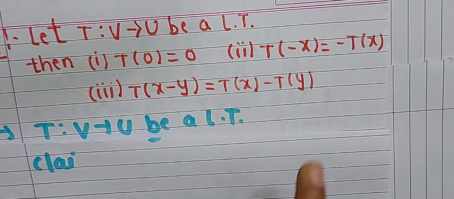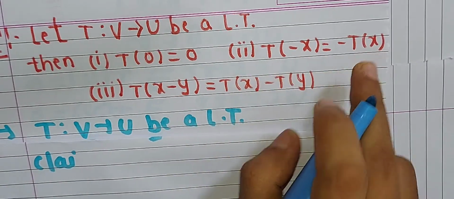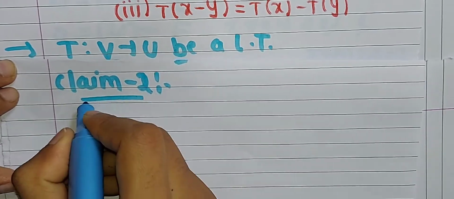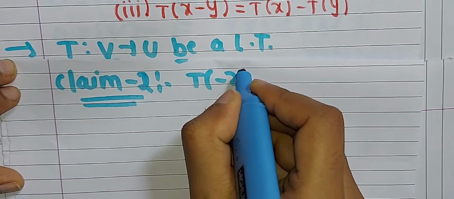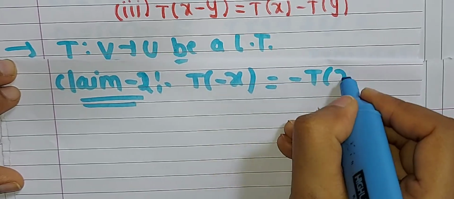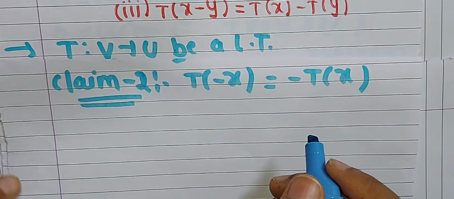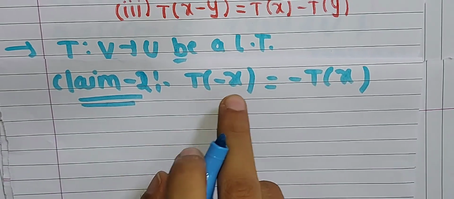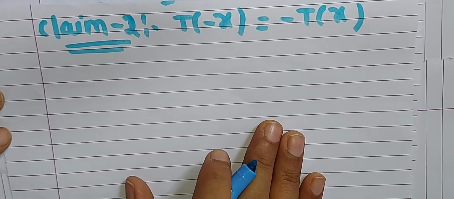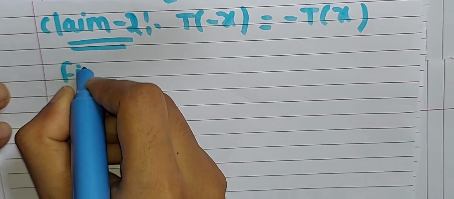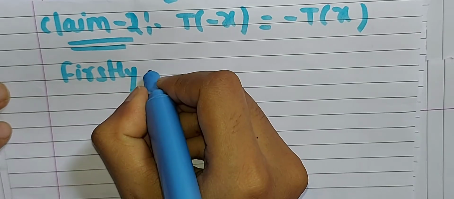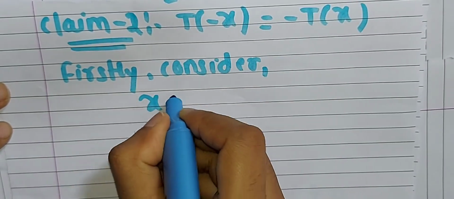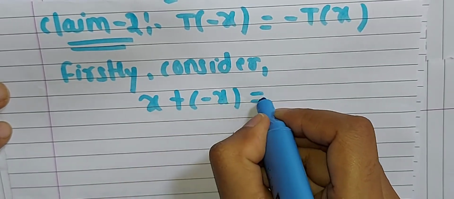So our claim number 2 is T of minus x is equal to minus T of x. So first consider claim number 2, that T of minus x is equal to minus T of x. To prove this property, we only consider the element minus x, and then we will apply the transformation on it. For that purpose there are two steps. Firstly consider x plus minus x is equal to how much? This is the 0.